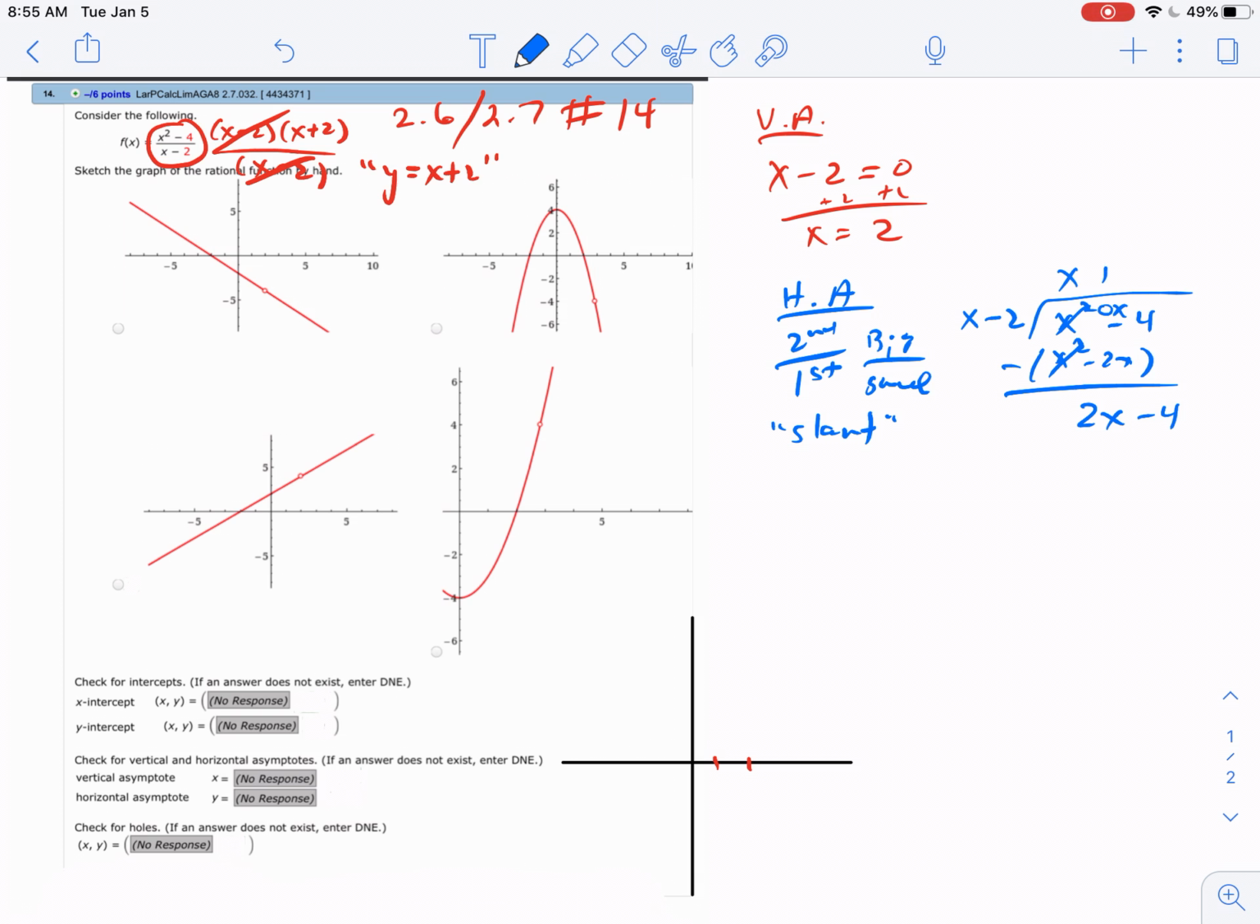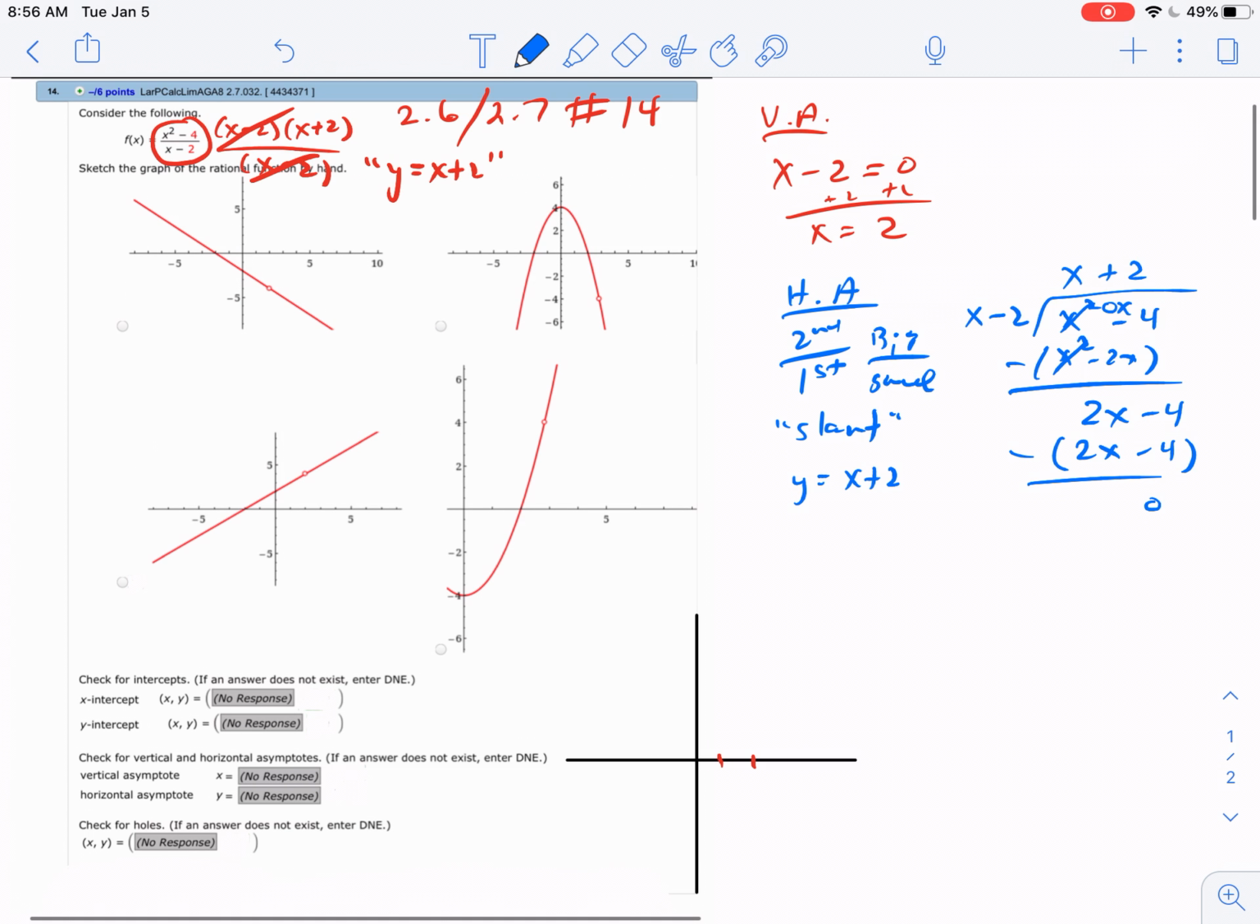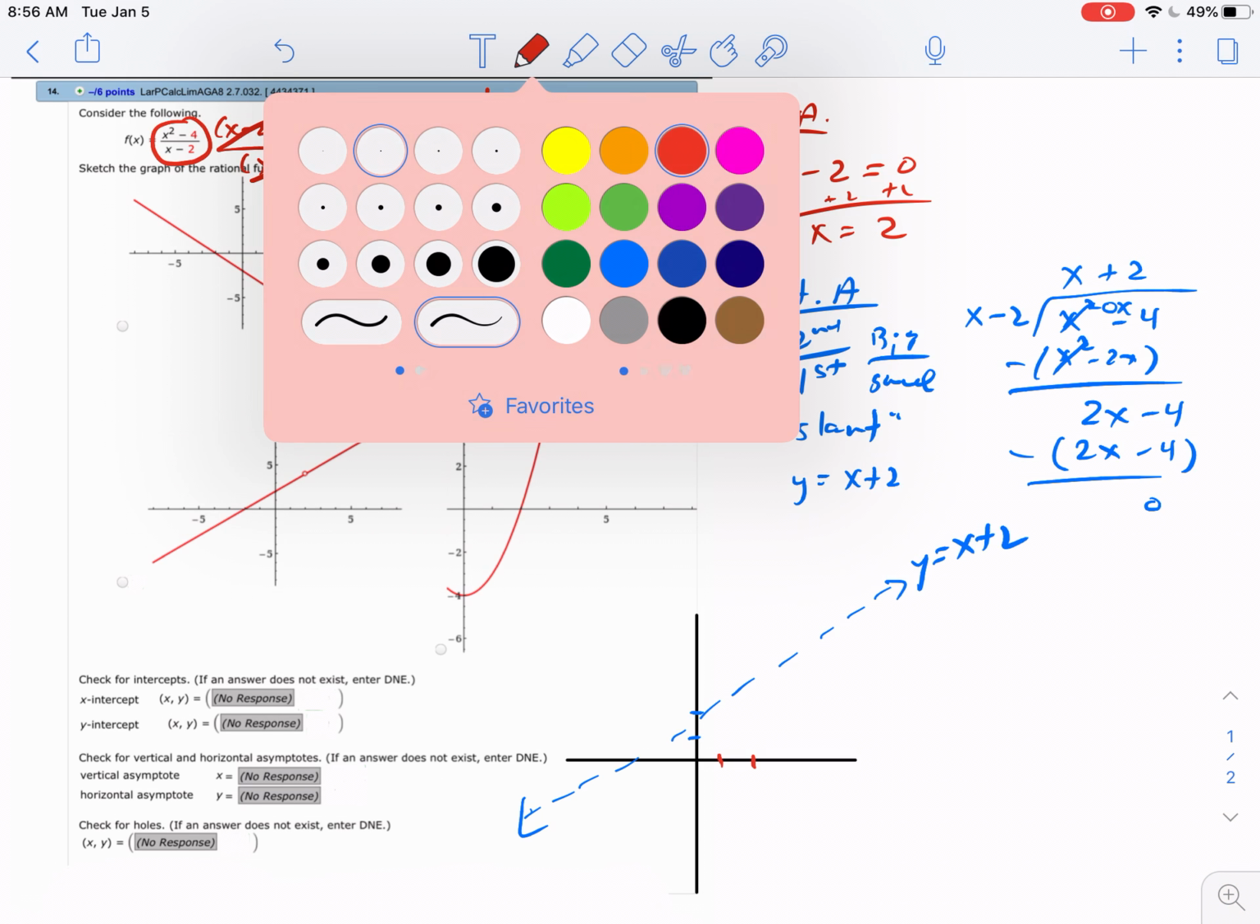And then I have to put a 2 up here. So 2 times x is 2x. 2 times negative 2 is negative 4. Because those are identical, I do get a remainder of 0. So my slant asymptote is at y equals x plus 2, which is actually the same as what we're getting when we do our factoring. So when you go up 2, now you have this slant asymptote cutting through there. All right, let's keep going.